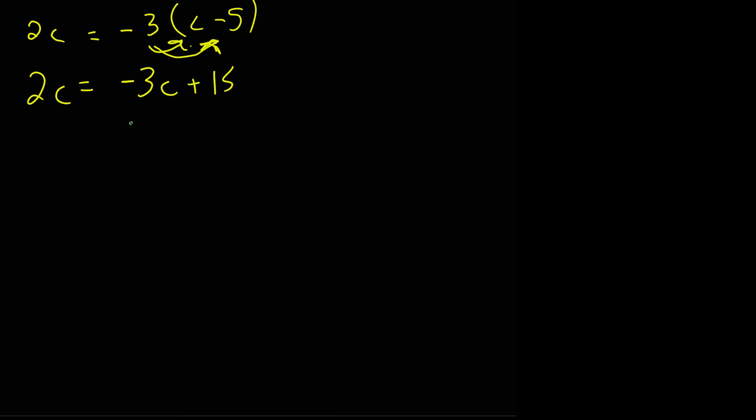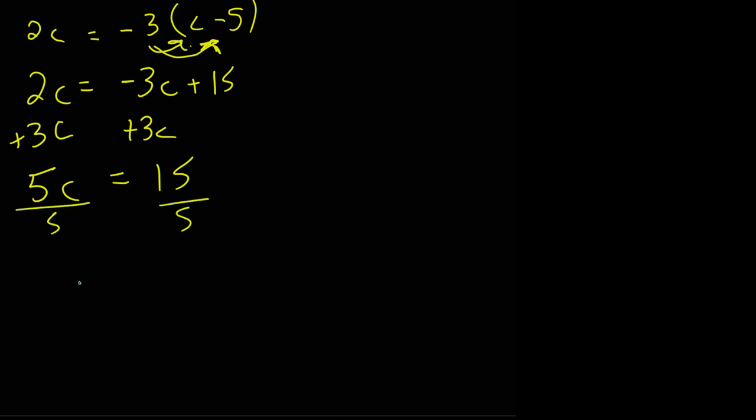I'm going to add 3c to both sides. And then I'm going to divide both sides by 5. And I also get c equals 3. So there are multiple ways to do these. Sometimes distributing through the parentheses will get you there quicker, as it does in this case. Other times it won't. You should be comfortable doing both on these.